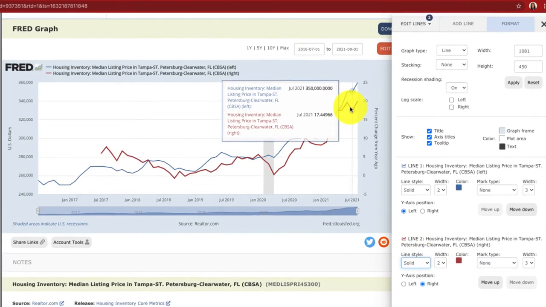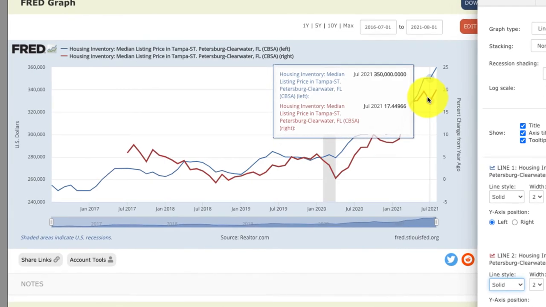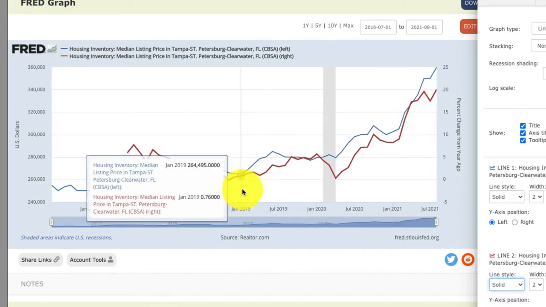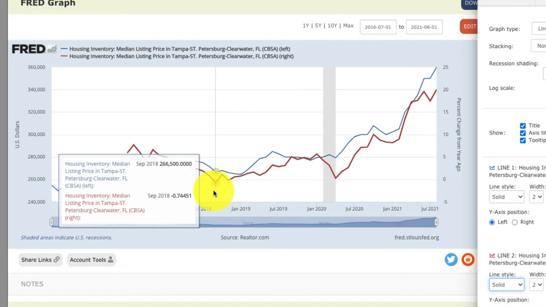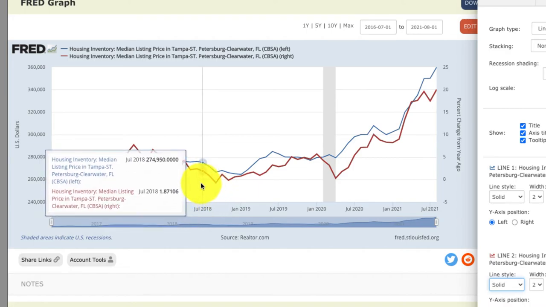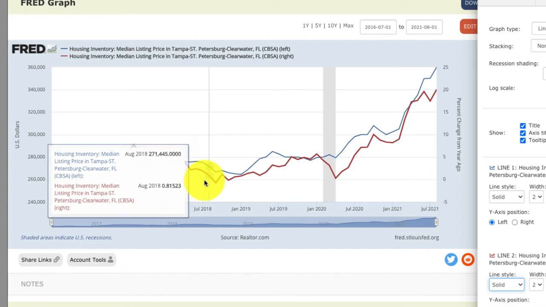This change, say in July, of the housing inventory median listing price of $350,000 was a 17% uptick from the prior year, which is a lot. And if we go back to maybe normal times, quote unquote, and we look at July 2018, it only increased on that time period by a little less than 2%. So really not that much.